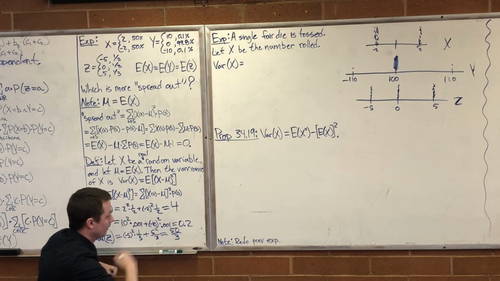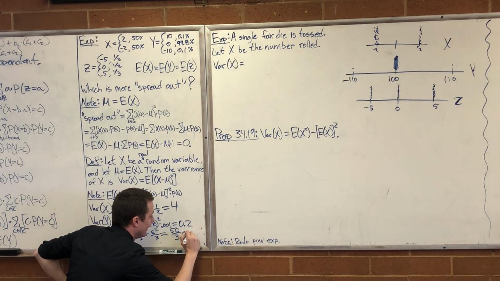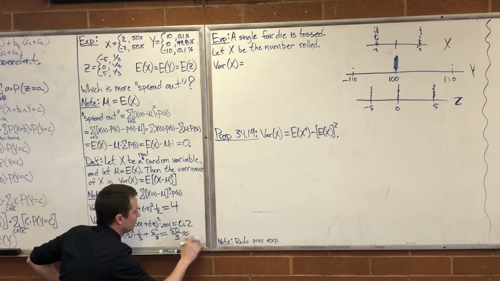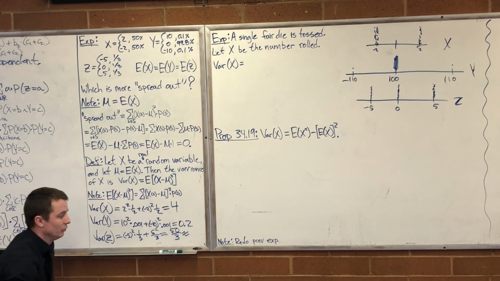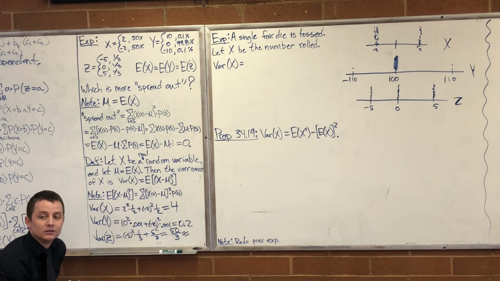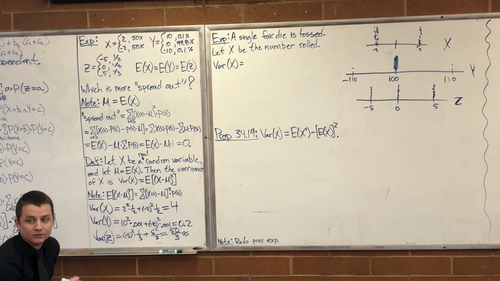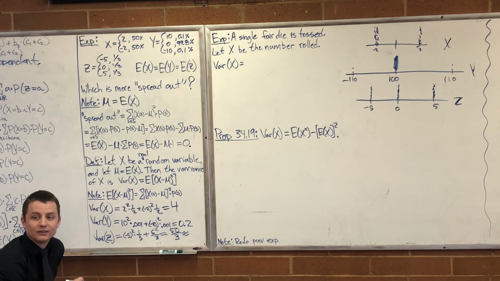50 thirds, if you want to represent that as a decimal, is approximately what? What's 50 divided by 3? That's what I'm trying to figure out. It's more than 10. It's less than 20. Sanity check.